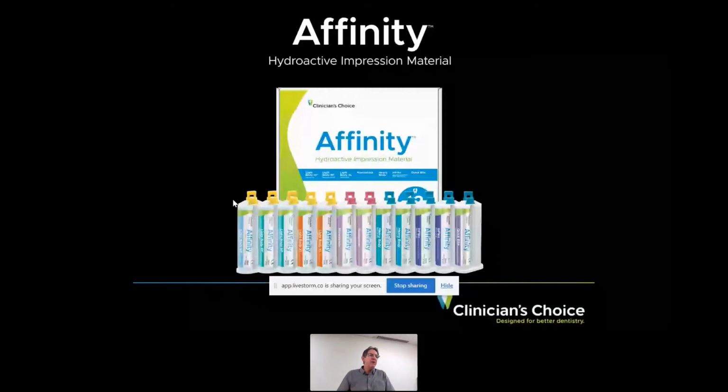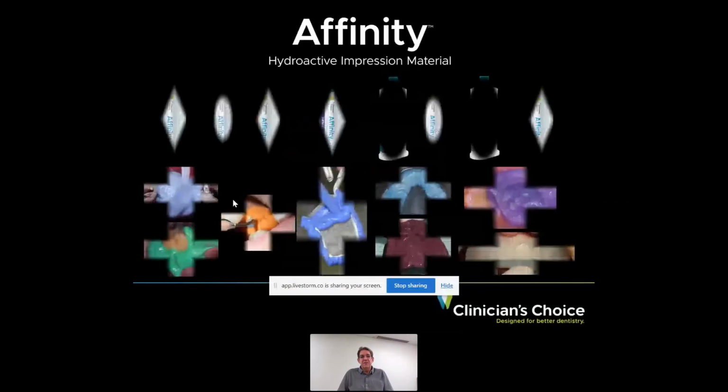So in these, you can put light body, you can put heavy body, you can put a little bit of monophase if you're doing primarily, say, edentulous or partial impressions. You can put in bite registration, but you can buy it in quantities where you're using all the materials simultaneously. And there's no other manufacturer that does this.